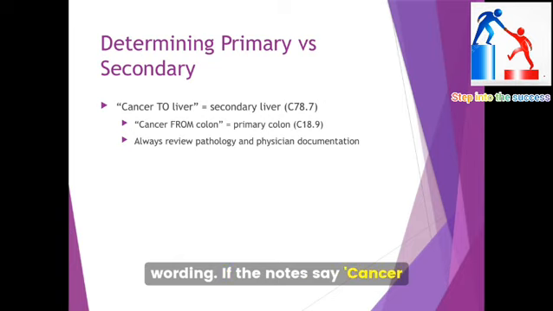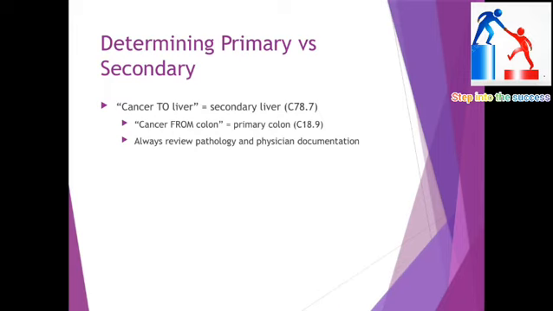To determine the direction of the cancer, look closely at the physician's wording. If the notes say cancer to the liver, it is secondary. If they say cancer from the colon, it is the primary source. Always double-check the pathology reports and the physician's final documentation to ensure you are capturing the correct sequence.